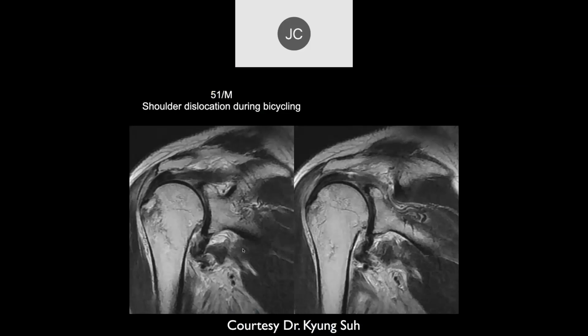All right, so we have a 51-year-old with shoulder dislocation during bicycling. Again, looking at that inferior glenohumeral ligament, it looks like it's not attaching at the humerus, so I think that's torn. HAGL lesion, probably some chronic disease here as well with a lot of thickening. And then you also see the acute bone injury here. So this is probably an inferior dislocation with the superior Hill-Sachs and then a tear of the inferior glenohumeral ligament.